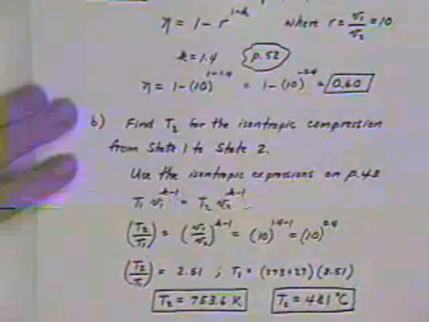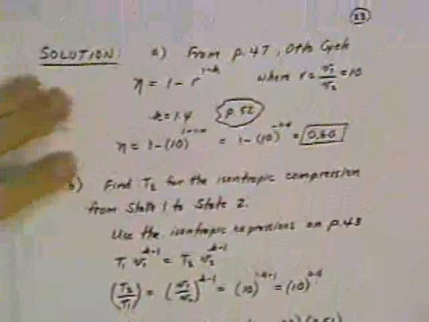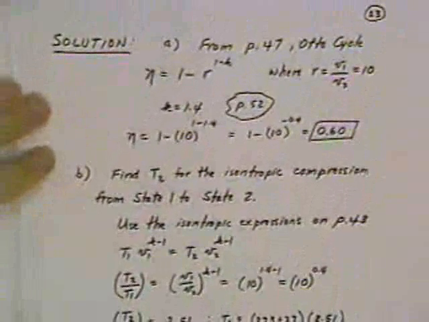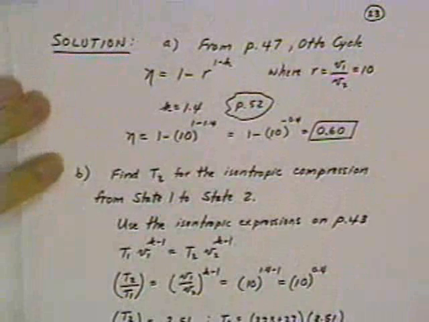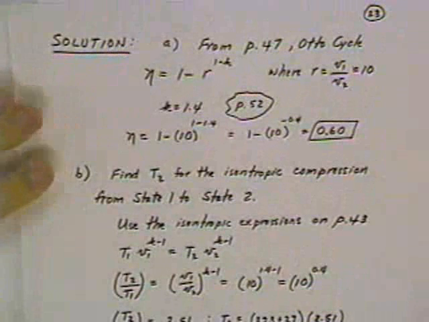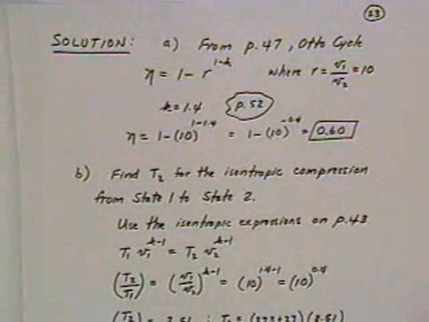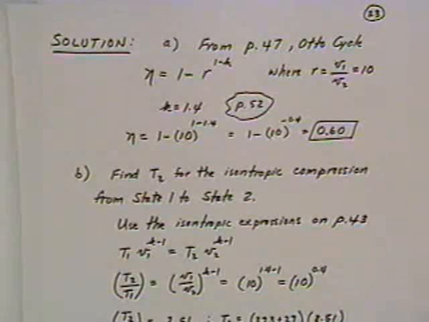So let's go through now and do the analysis and determine what the solution is for this particular problem, for the first of all, cycle efficiency. And if you go to page 47 in the reference manual, you see the Otto cycle is given there where the efficiency is equal to 1 minus R to the 1 minus K power, and R is the ratio of V1 over V2, which in our case is given as 10.